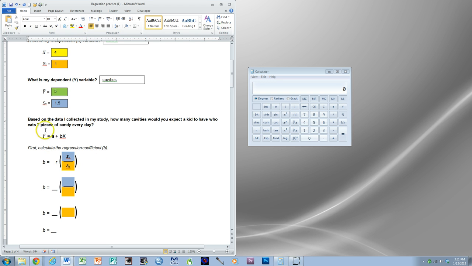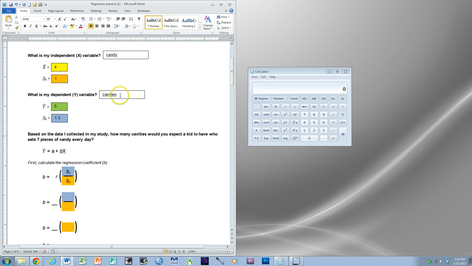So first, here's our regression equation. We have y hat, the predicted or estimated y. So the estimated or predicted number of cavities equals a, that is our slope intercept, plus bx. x is the independent variable, in this case candy, and b is the beta coefficient. So we would multiply that times the number of pieces of candy, add that to our slope intercept, and that would give us our predicted value.